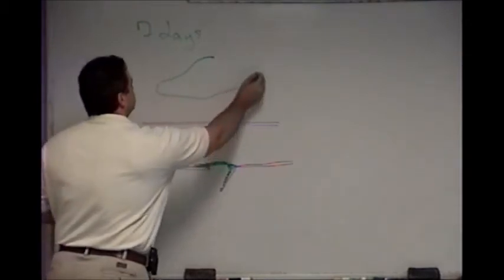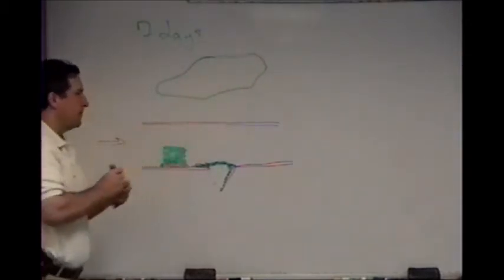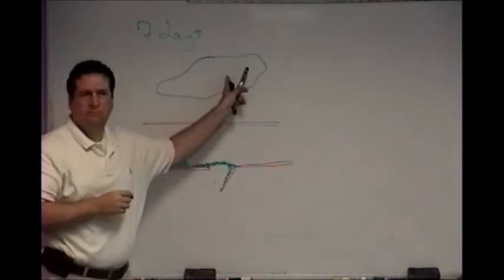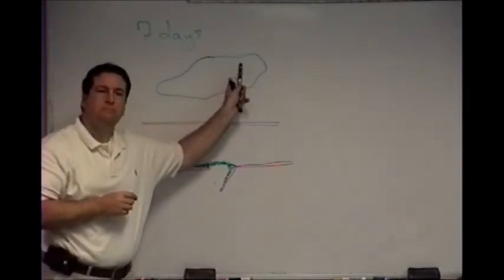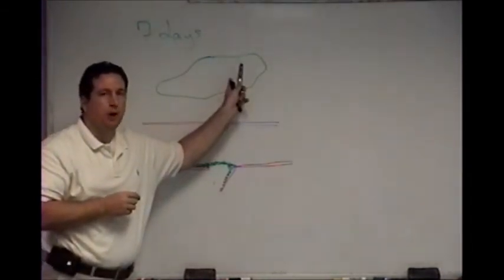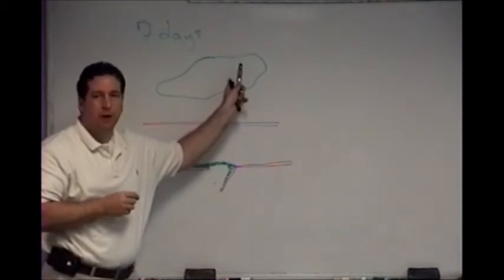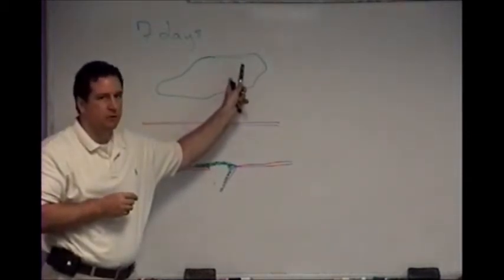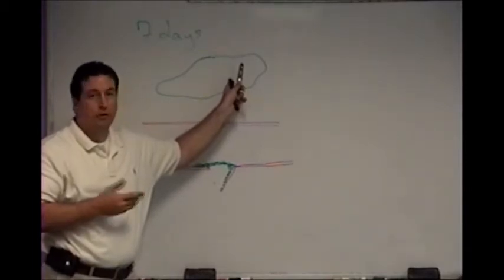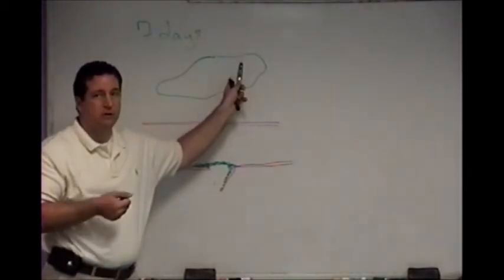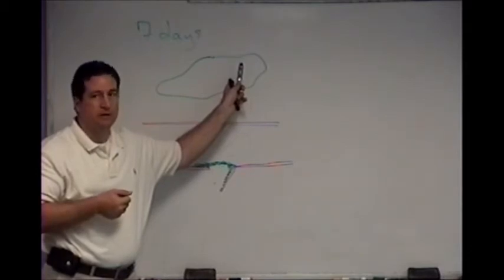Here's our platelet. Is this a cell? Is this a part of a cell? Yes. It's a part of a cell. It's a fragment of a cell. It's not a whole cell. Is it going to have DNA? No. Is it going to have a nucleus? A cell has to have a nucleus and DNA. There's no nucleus here. It's only a part of a cell.